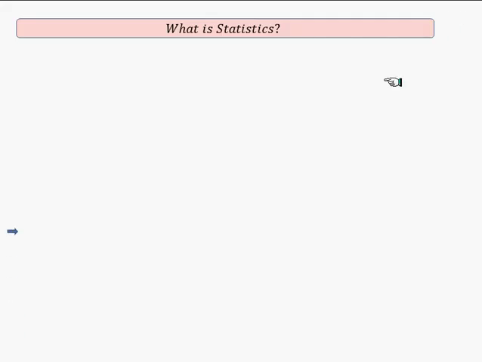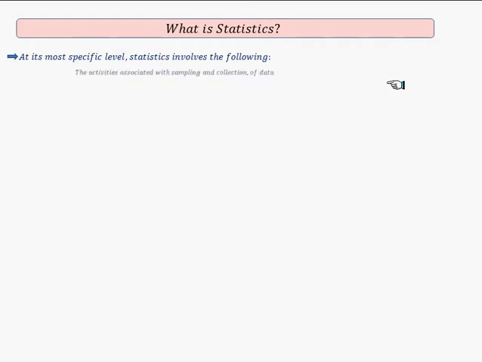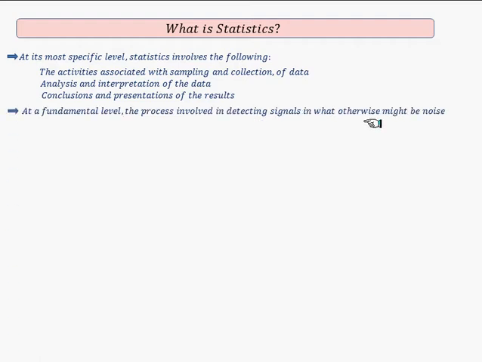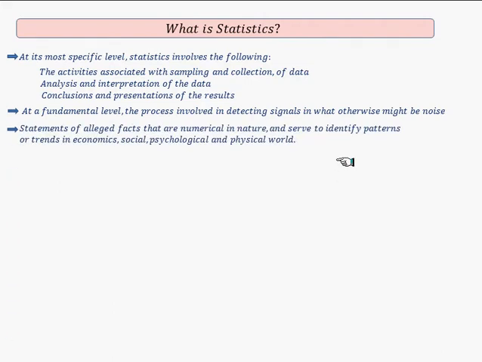And so what is statistics? At its most specific level, it involves any of the following. It's just the activities associated with sampling, the collection of data, the analysis and interpretation of the data, and the conclusions and presentation of the results. It involves detecting a signal or pattern in what would otherwise be random noise, and various statements of alleged facts that are numerical in nature and serve to identify patterns or trends in the economic, social, psychological, and physical world.